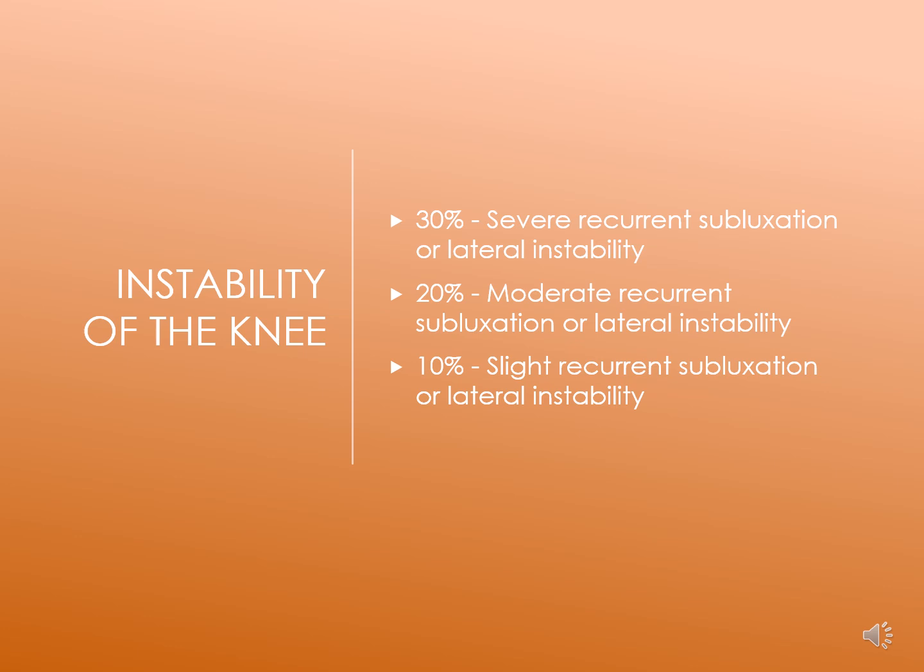Instability of the knee: 30% for severe recurrent subluxation or lateral instability, 20% for moderate recurrent subluxation or lateral instability, 10% for slight recurrent subluxation or lateral instability. If the knee gives out, wobbles, or requires a brace, those are red flags worth documenting in both exams and statements.